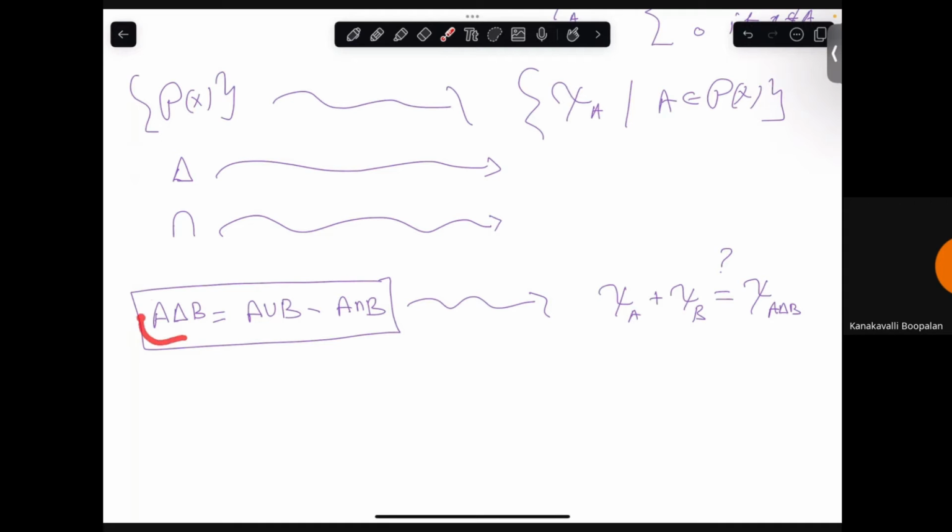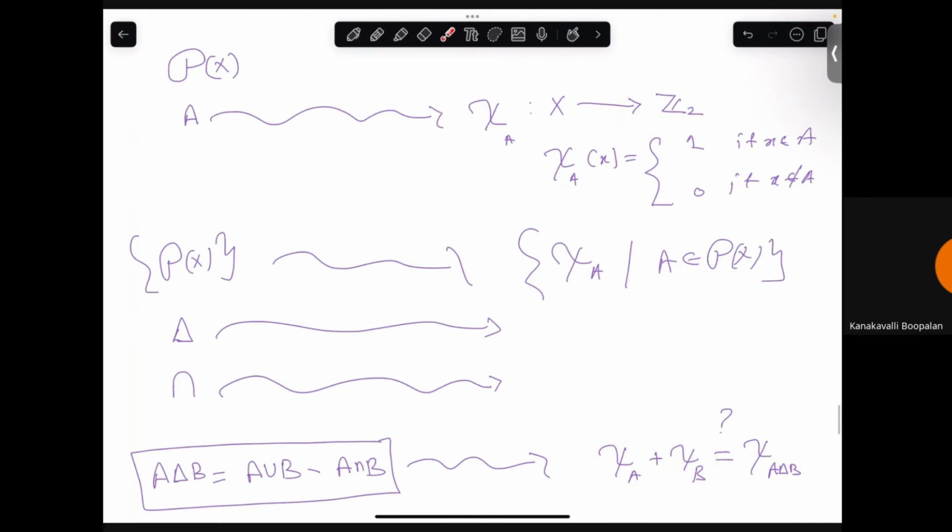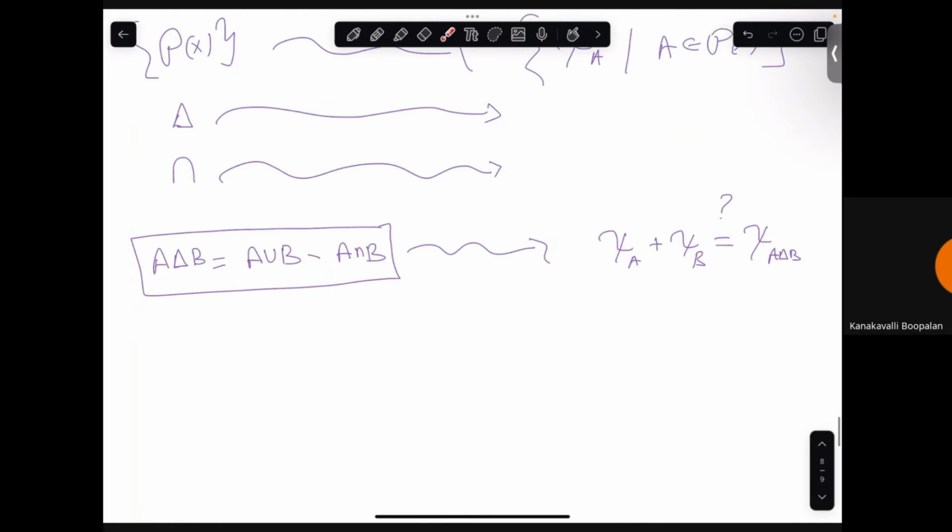Because for something x here, it must be in A or B, it cannot be in the common. So if it is in A, it will be 1. If it is in B, it will be 1. Whenever something is in the common, I don't want that to enter this set. So whenever this is common, it will give 1 and 1. So 1 plus 1 is 0. We are here. 1 plus 1 is 0. So this actually translates into actual addition, but instead of a general domain, we have Z2. Can you see the power?